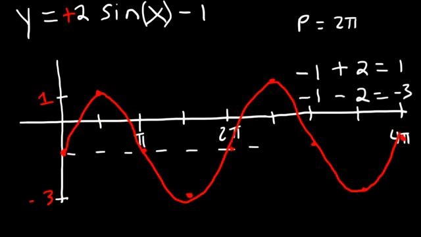Now, what's the range for this particular function? So the lowest y value is -3, the highest is 1. So the range is -3 to 1. And it includes -3 and 1, so you need to use brackets.